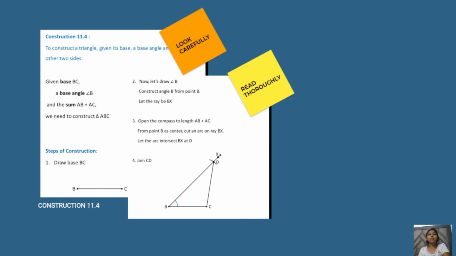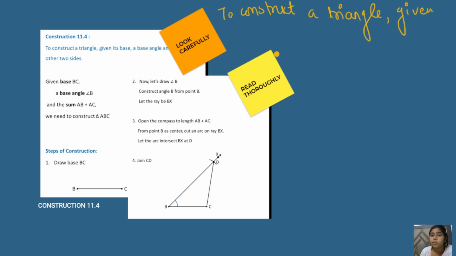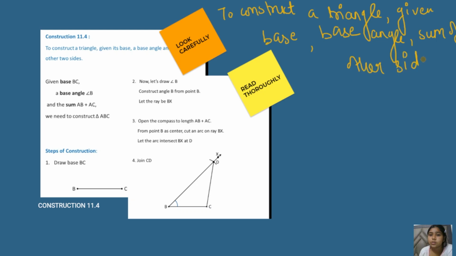Now the other thing is to construct triangles. Three more constructions are left, and all these three are about how to draw or construct a triangle. So basically, you know what a triangle is? When three non-collinear points are present, they form a triangle. Construct the triangle when the base is given, the base angle is given, and the sum of the other sides is also given. Am I right?